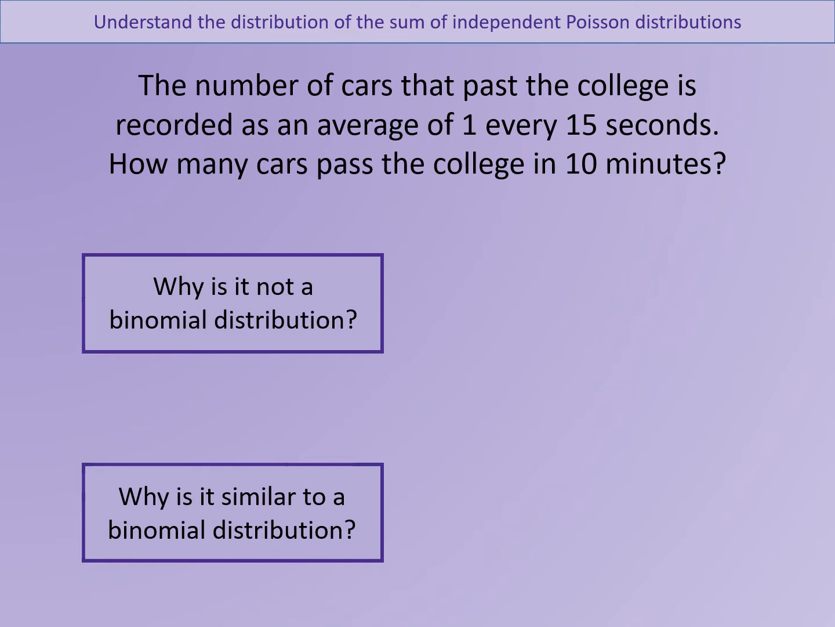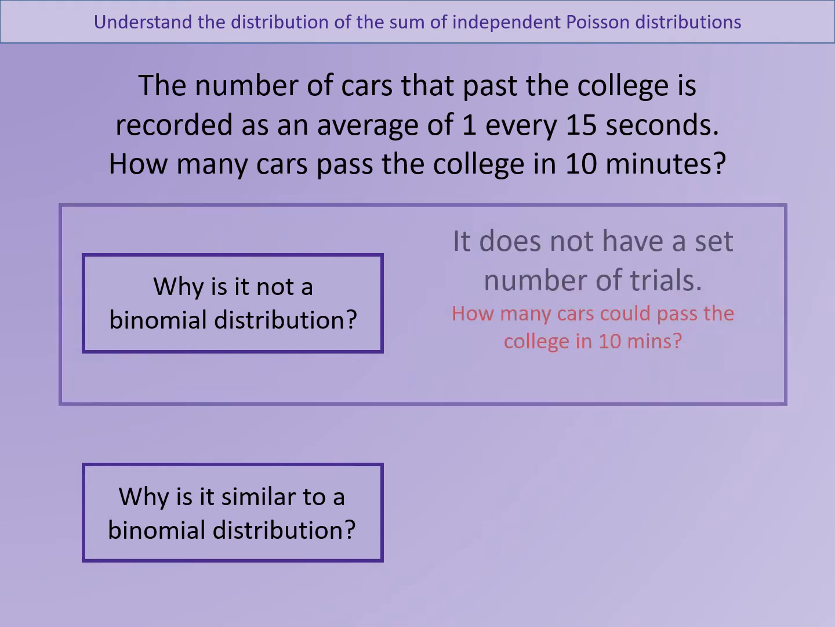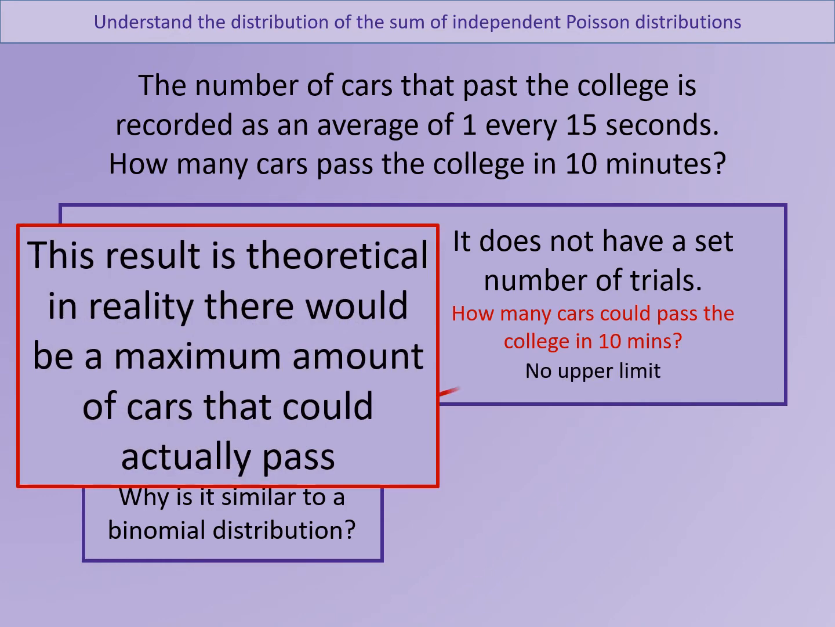Now consider why this would not be a binomial distribution and why this situation is similar to a binomial distribution. The main reason this is not a binomial distribution is that it does not have a set number of trials. The question, how many cars could pass the college in 10 minutes, in theory could have no upper limit. However, in reality, there would be a maximum number of cars that could pass in 10 minutes. However, theoretically, there is no upper limit.